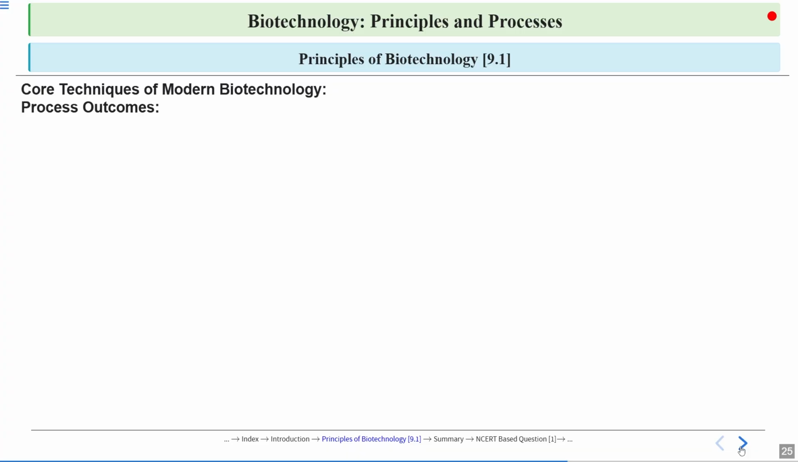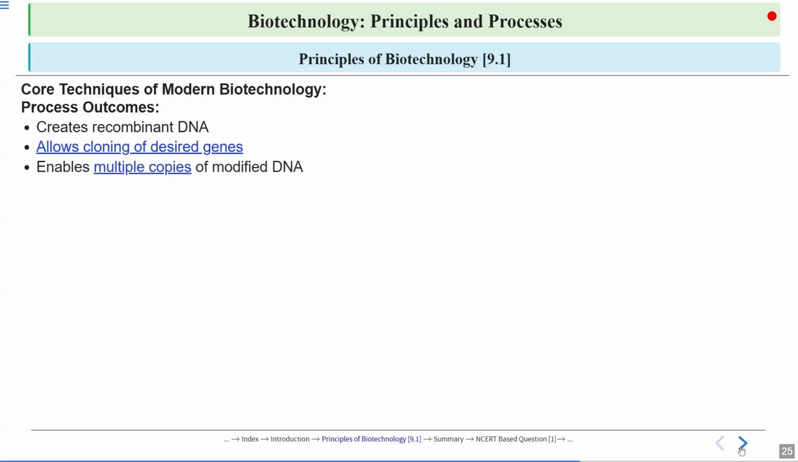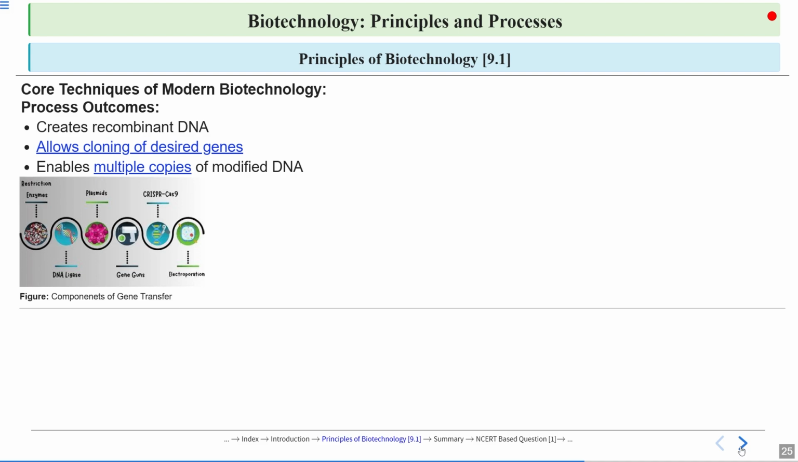What was the process outcome? First we create a recombinant DNA, we allow the cloning of the desired gene. Okay, we have to make multiple identical copies of this desired gene. Then it enables multiple copies of the modified DNA. And this is the same picture that we have shown, the components of gene transfer.